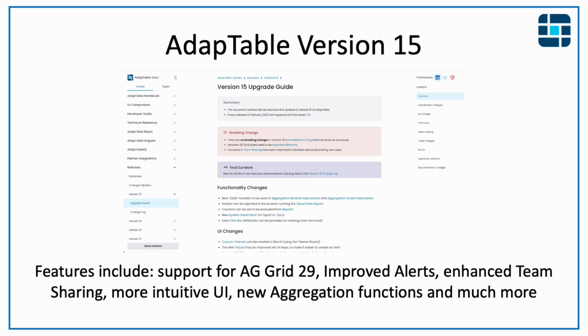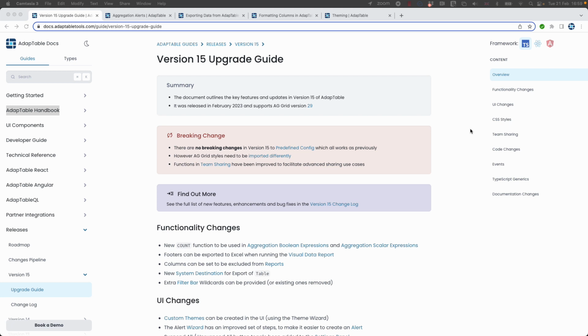This video is going to look at some of the new features in AdapTable 15 that we released in February 2023. The main reason why we did this new release was because there's a new version of AG Grid, 29, and we always do a major version of AdapTable to match a major version of AG Grid. So this supports 29.